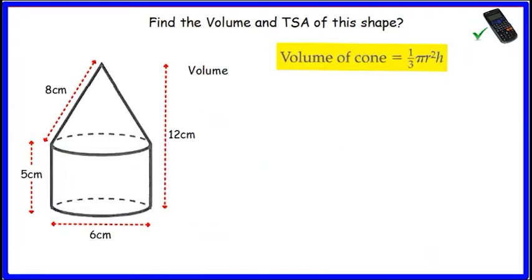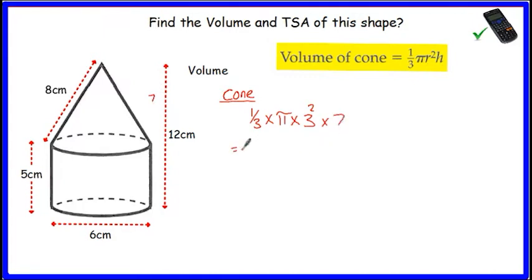Okay, find the volume and total surface area of this shape. So I'm going to look at the volume first of all. Here I have a cylinder and I have a cone. Okay, so the volume of the cone. Radius in this case is 3. This is the diameter. The height of the cone is 12, take away 5 is 7.